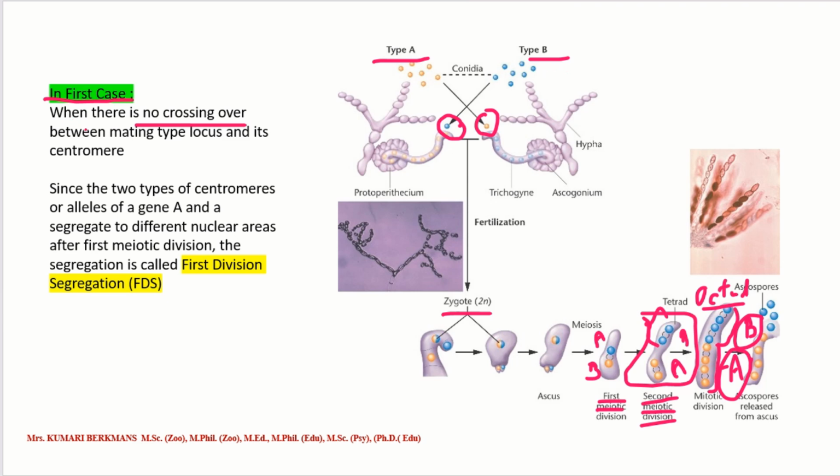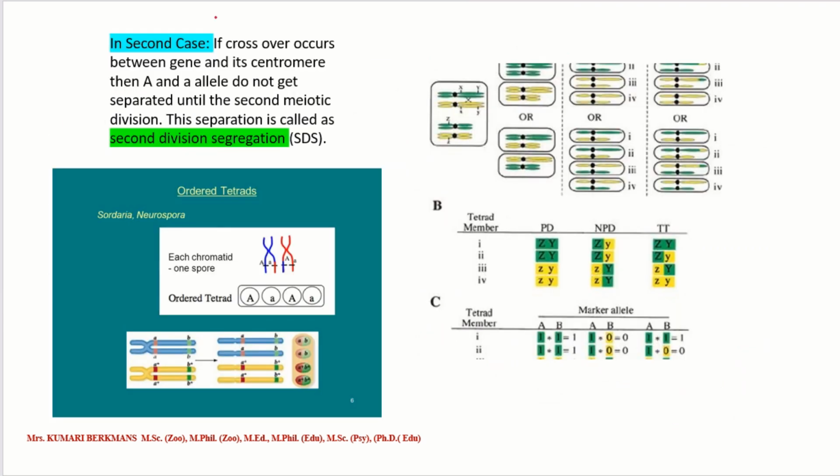So when there is no crossing over between the mating type locus and its centromere, this type of segregation is called first division segregation, that is FDS. First division segregation means half of the ascospores possess the A type of gene, and half of the ascospores possess the B type. Let us see the second one.